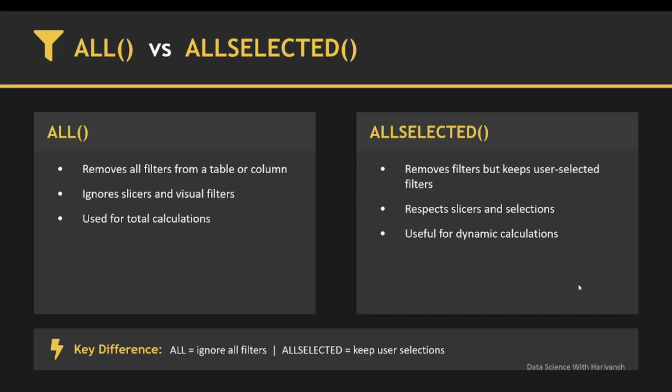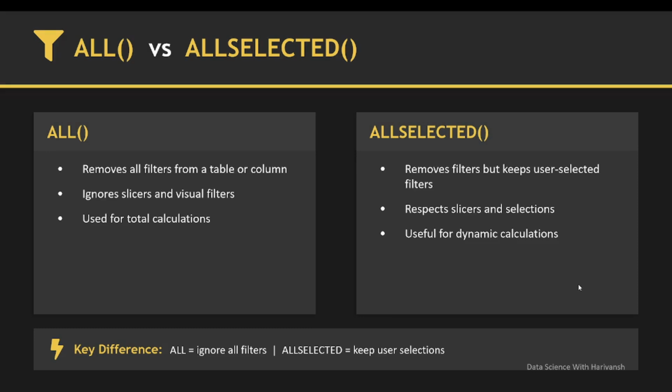For example, if you write a measure like Total Sales equals CALCULATE(SUM(Sales[Amount]), ALL(Sales)). This measure will always return the total sales across the entire data set, no matter what slicers or filters the user has applied on the report.